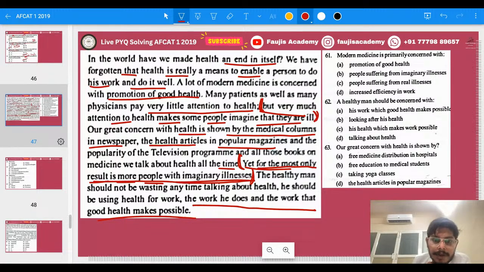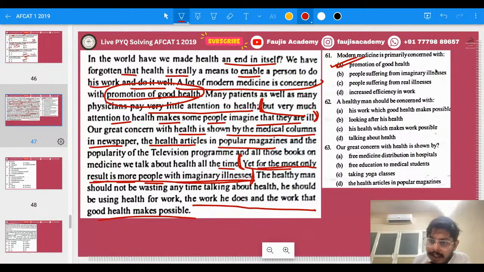So where are we? What do you guys think about question number 61? Nick, look, you have done a few questions wrong. It doesn't mean that you don't answer. So modern medicine is primarily concerned with what? A lot of modern medicine is concerned with promotion of good health. It is indeed concerned with the promotion of good health.